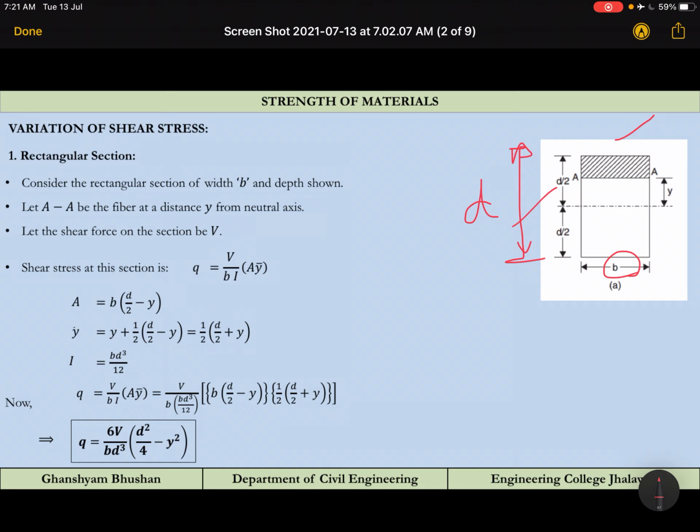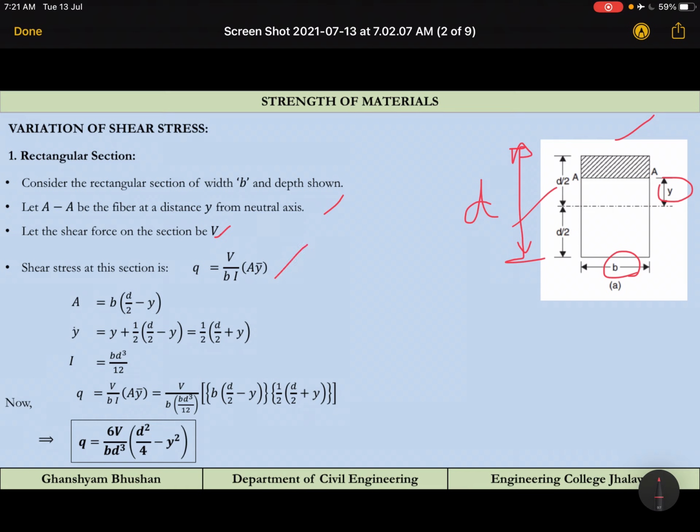So we want to generalize the equation for the shear variation. You can see the width is constant, and we want to check how it is going to vary with the depth. At any particular section Y, we have taken the section and we want to calculate the shear stress. So consider, let AA be the fiber at a distance Y from the neutral axis. Any random fiber or element is taken at a distance of Y from the neutral axis, and V is the shear force at that particular section.